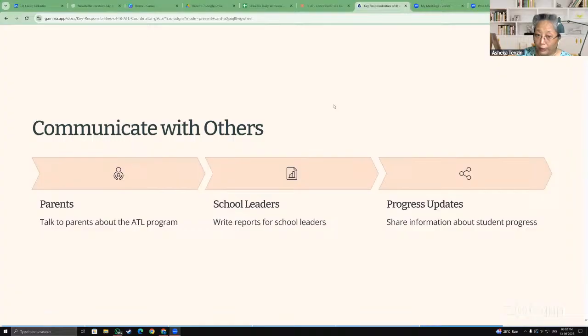To school leaders, what will you communicate? You will give the reports, right? The progress sheet or the ATL mapping or the progression chart that you will have to report to the school leaders. And you will have to update the progress of your students. Share information about student progress with the staff as well as with the students and the teachers. So these are the three things you need to communicate about ATL skills.